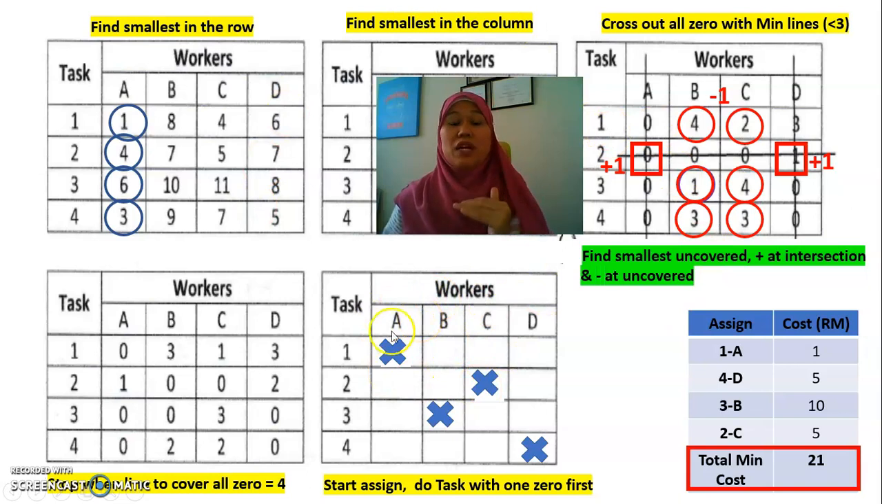Assign very carefully. Assign first the row that has a single zero. Once you have assigned, that column is not valid anymore, so you can move to the next zero for the next row to assign. Come up with the partners first, then read the cost from the original table, and then total up to find the minimum total cost.